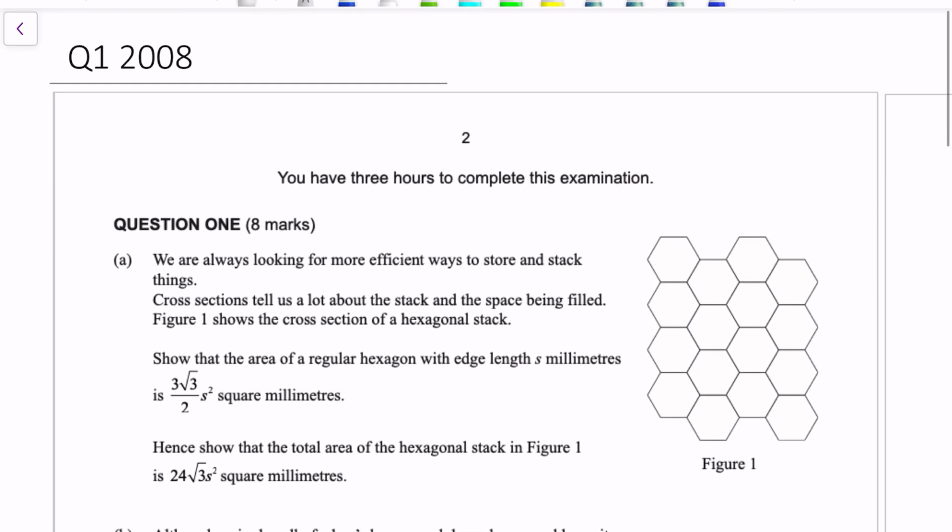Okay, so for the first part A, we've got, first of all, to show that the area of a regular hexagon with a side length of s is equal to 3 root 3 over 2 s squared, and then hence show the total area of the hexagonal stack shown is 24 root 3 s squared, which seems a little bit easy for a scholarship question. The first part's okay, but the second part we just have to multiply by how many hexagons are in the stack.